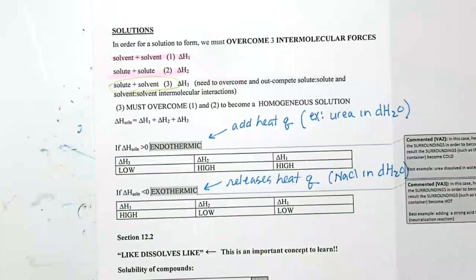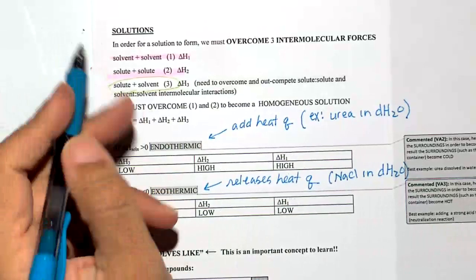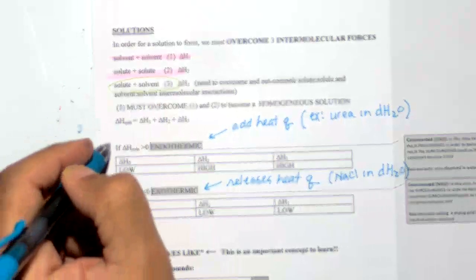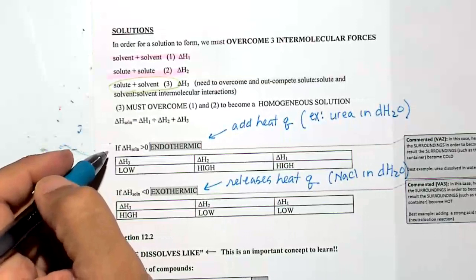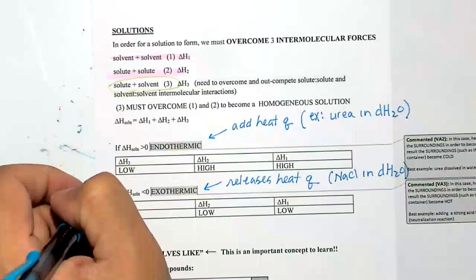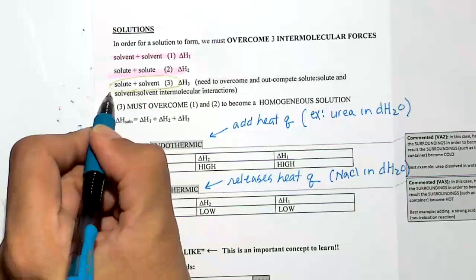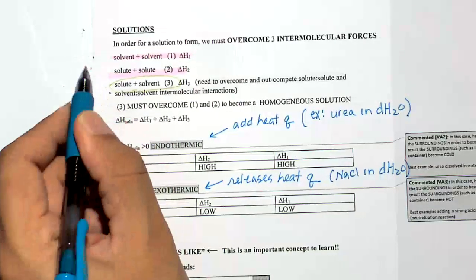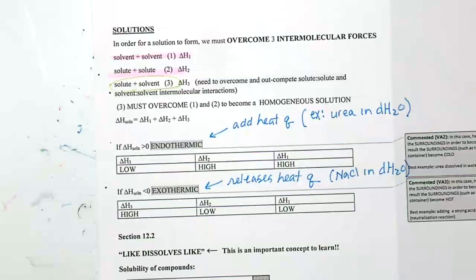And this is not something I really want you to know, well, I expect you to know, but just realize that to make a solution sometimes requires heat. You need to put in heat to make it happen. Sometimes it just goes in and releases heat. Okay, and this is all involving the IMFs, overcoming solvent-solvent and solute-solute.